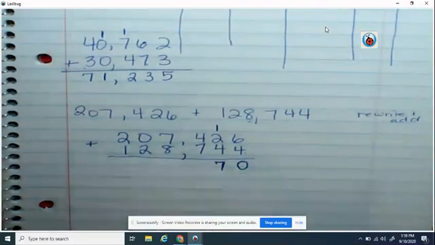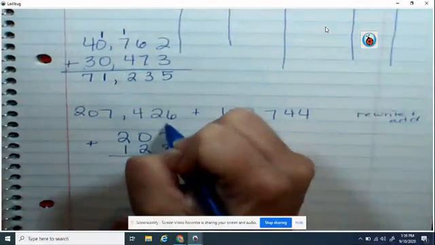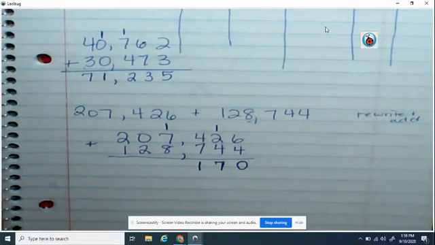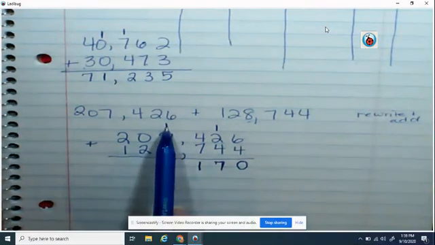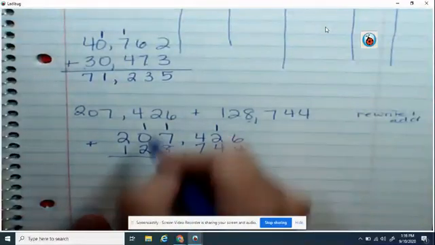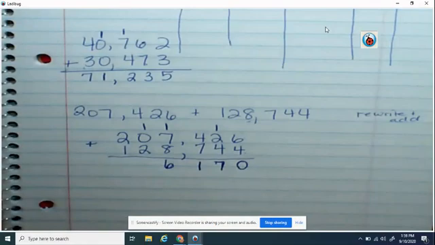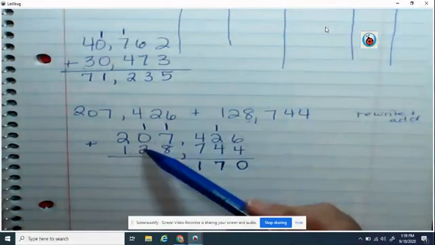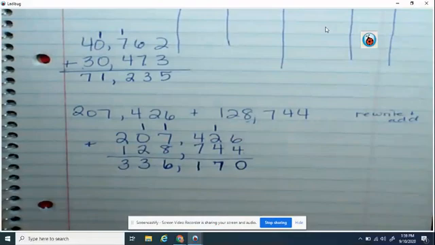4 plus 7 is 11. So 11, I'm going to regroup one of those tens and move it over here to my thousands place, and I'm going to have 1 left in my hundreds place. 7 plus 8 is 15, plus 1 more is 16. So when I regroup that 10 over to my 10,000s, I'm going to have 6 left in my thousands place. Okay, 1 plus 2 is 3. 1 plus 2 is 3. So my answer is 336,170. Nice job.